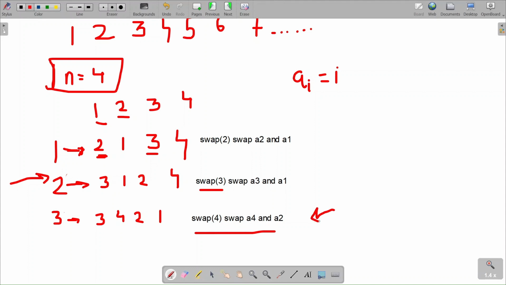Why a4 and a2? Because swap 4 takes a4 and looks for the largest divisor of 4, which is obviously 2. So we swap with a2, the largest divisor of 4. That's why we swap a4 and a2 and get the resulting array. The swap happens between a2 and a4, so our 1 goes to the 4th position and our answer is 4.